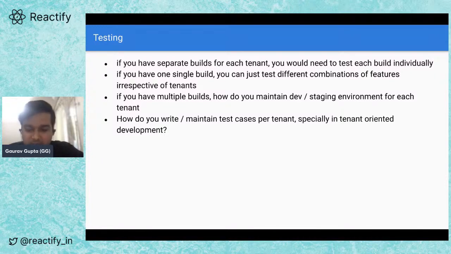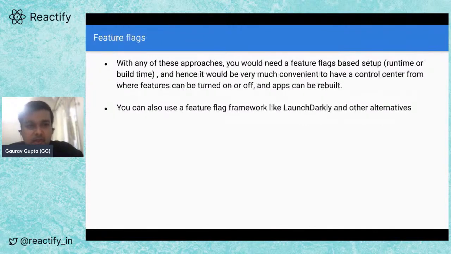Or in case of a single code base, how do you make sure that you can write or maintain test cases per tenant, because it is a single code base? If it is a feature oriented code base, then you probably do not need to write tenant specific test cases. But if it is a tenant oriented code base, then you need to have test cases per tenant. So how do you write them in code?